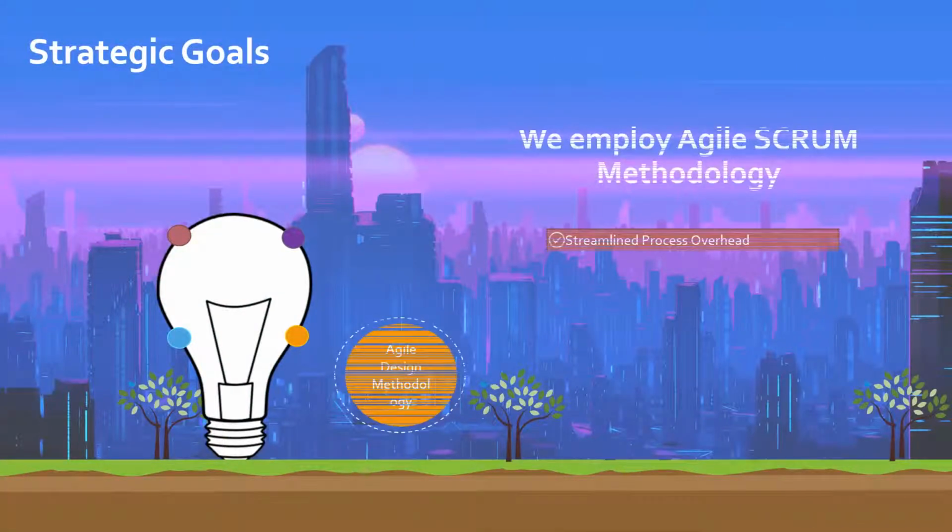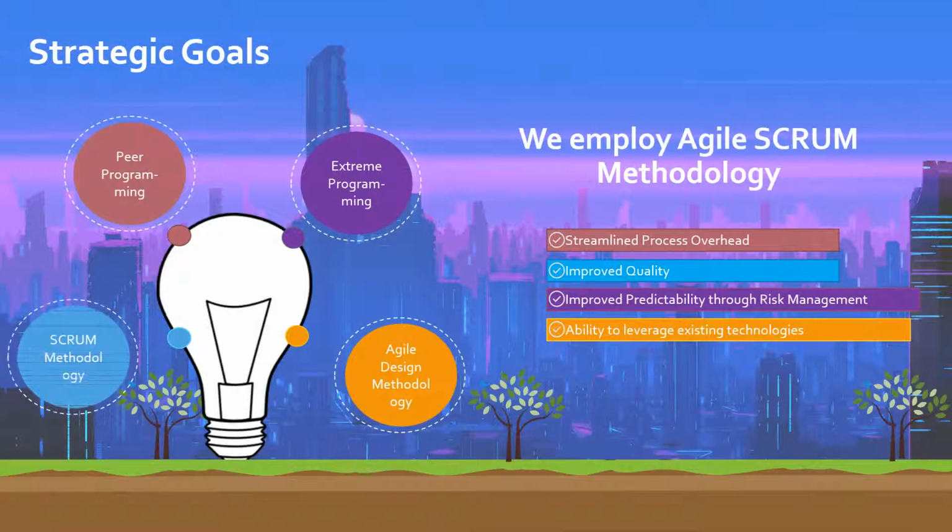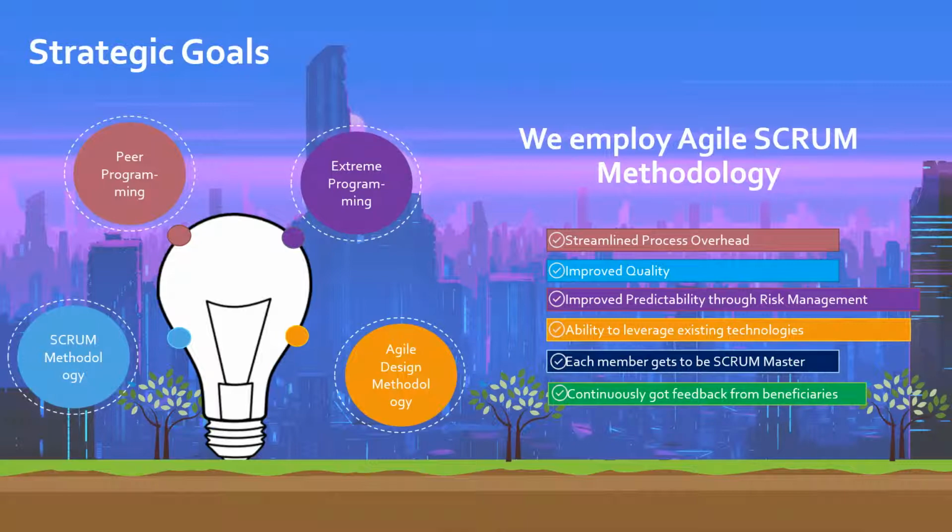For the strategic goals, we employ the agile development approach with pair and extreme programming as well as the Scrum methodology, where we each got to be the Scrum leader and product owner for each iteration. Additionally, we continued to speak to landlords and prospective tenants after each increment to get feedback.